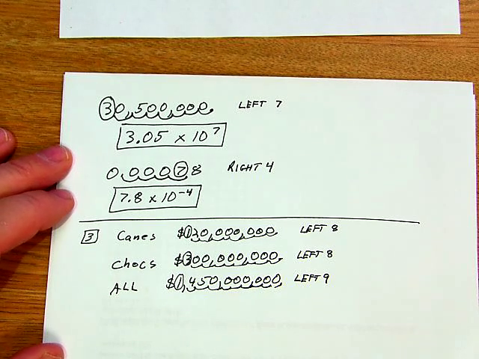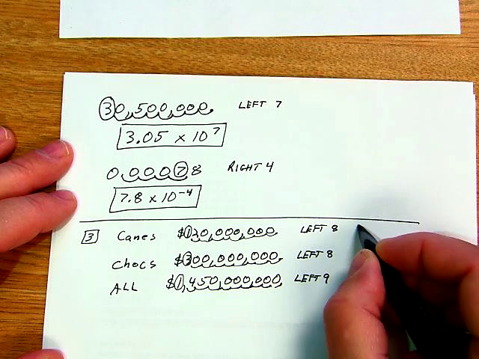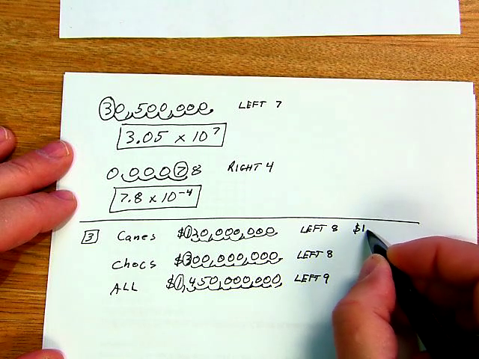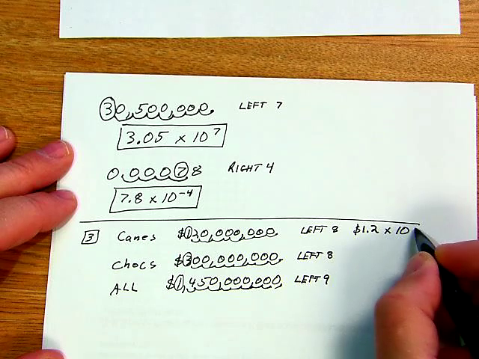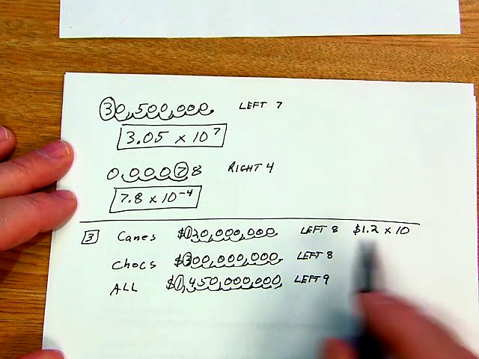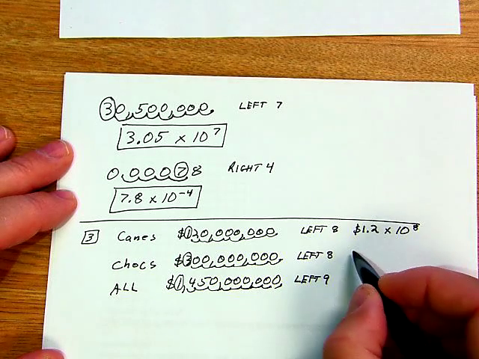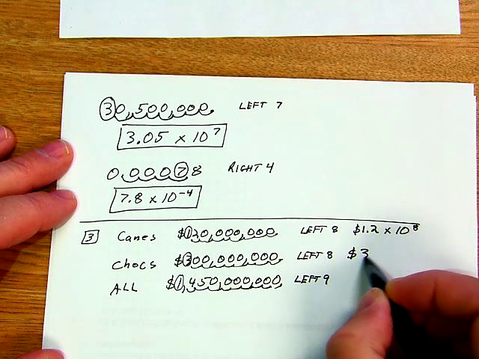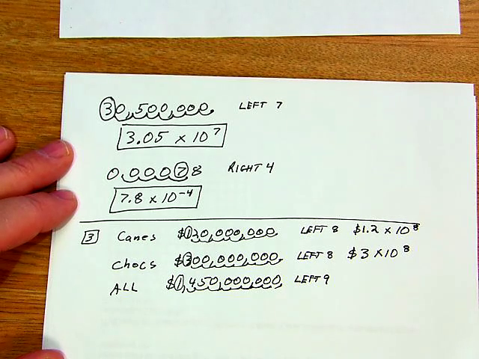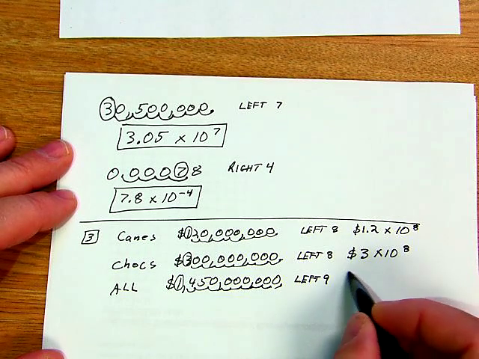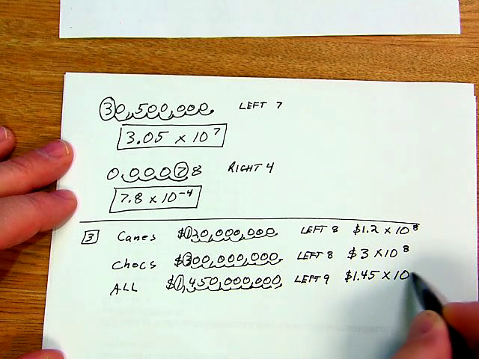Okay, so now my rule for writing this is my factor is where my new decimal place is. Still a dollar figure, so 1.2 times 10, and since I moved left, my power is positive, to the 8th. This guy ends up being 3 times 10 to the 8th also, and the last guy becomes 1.45 times 10 to the 9th.